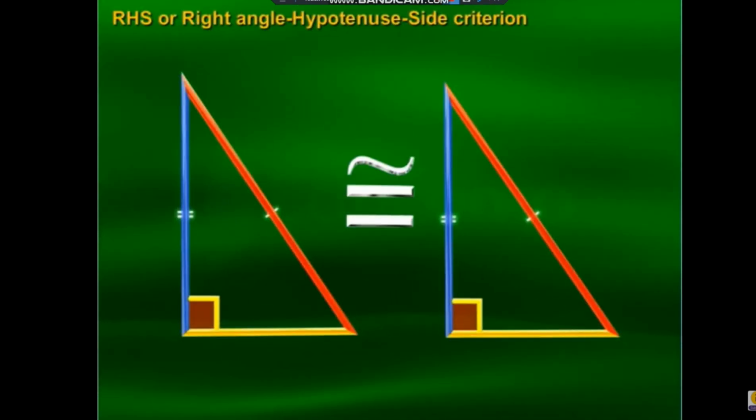RHS, or right angle hypotenuse side criterion. If in 2 right triangles, the hypotenuse and one side of one triangle are equal to the hypotenuse and the corresponding side of the other triangle, then the triangles are congruent.